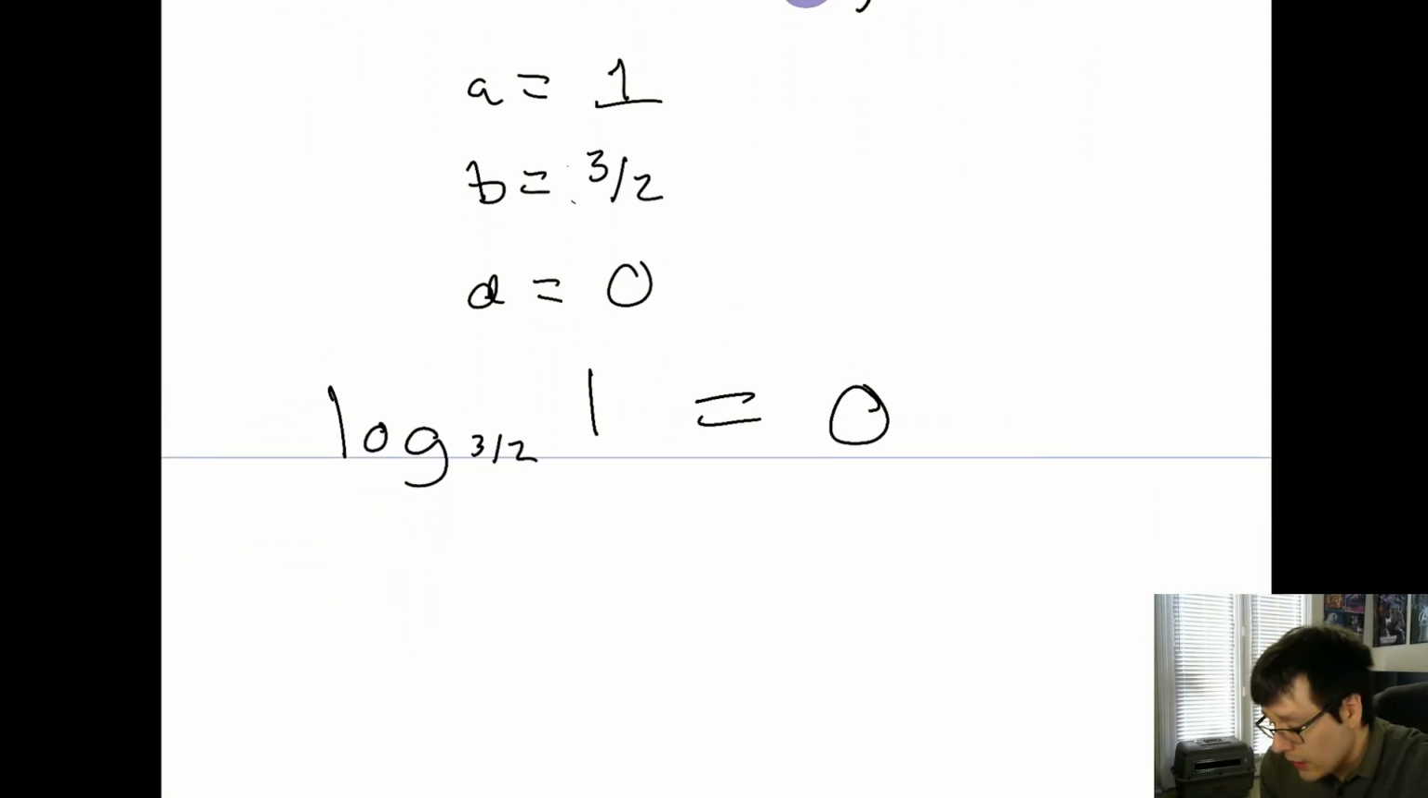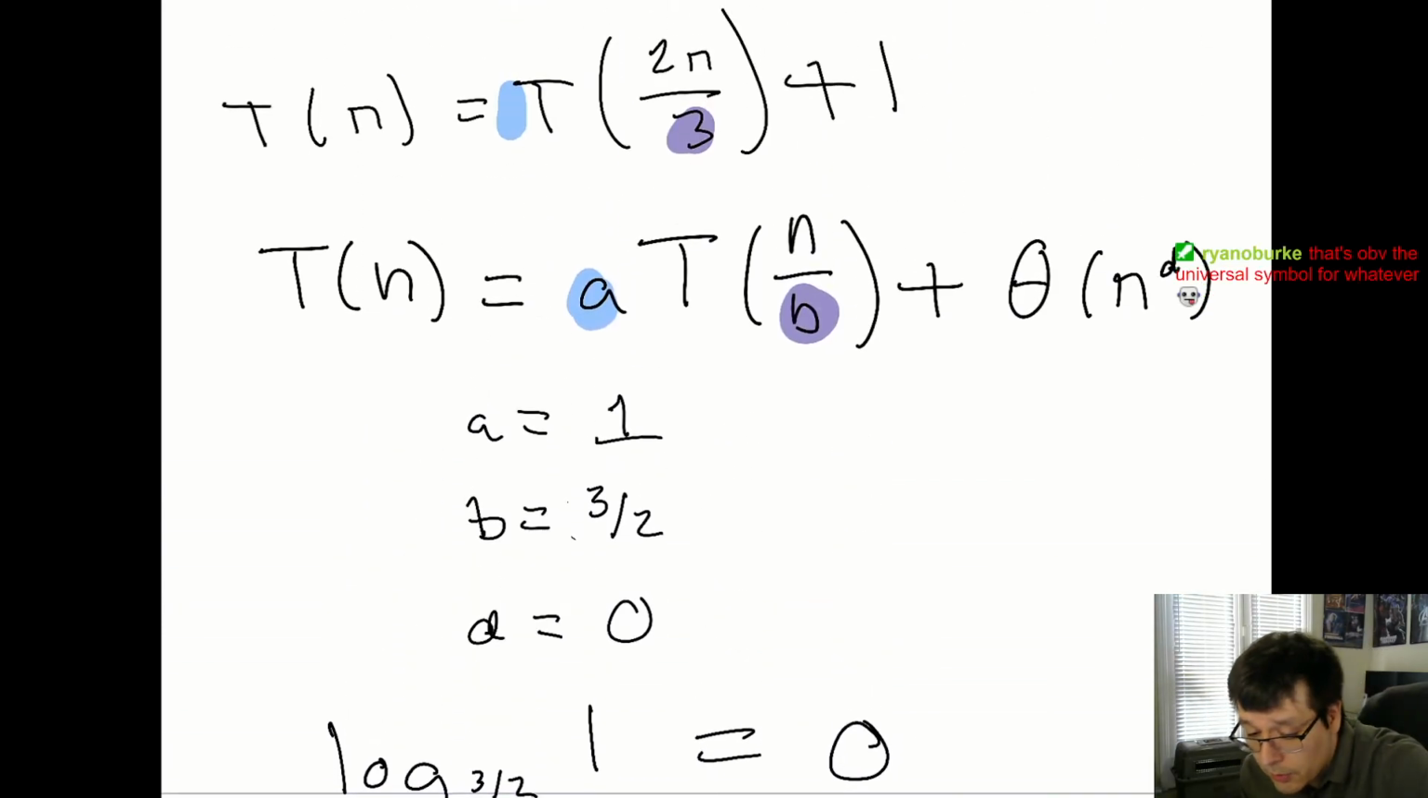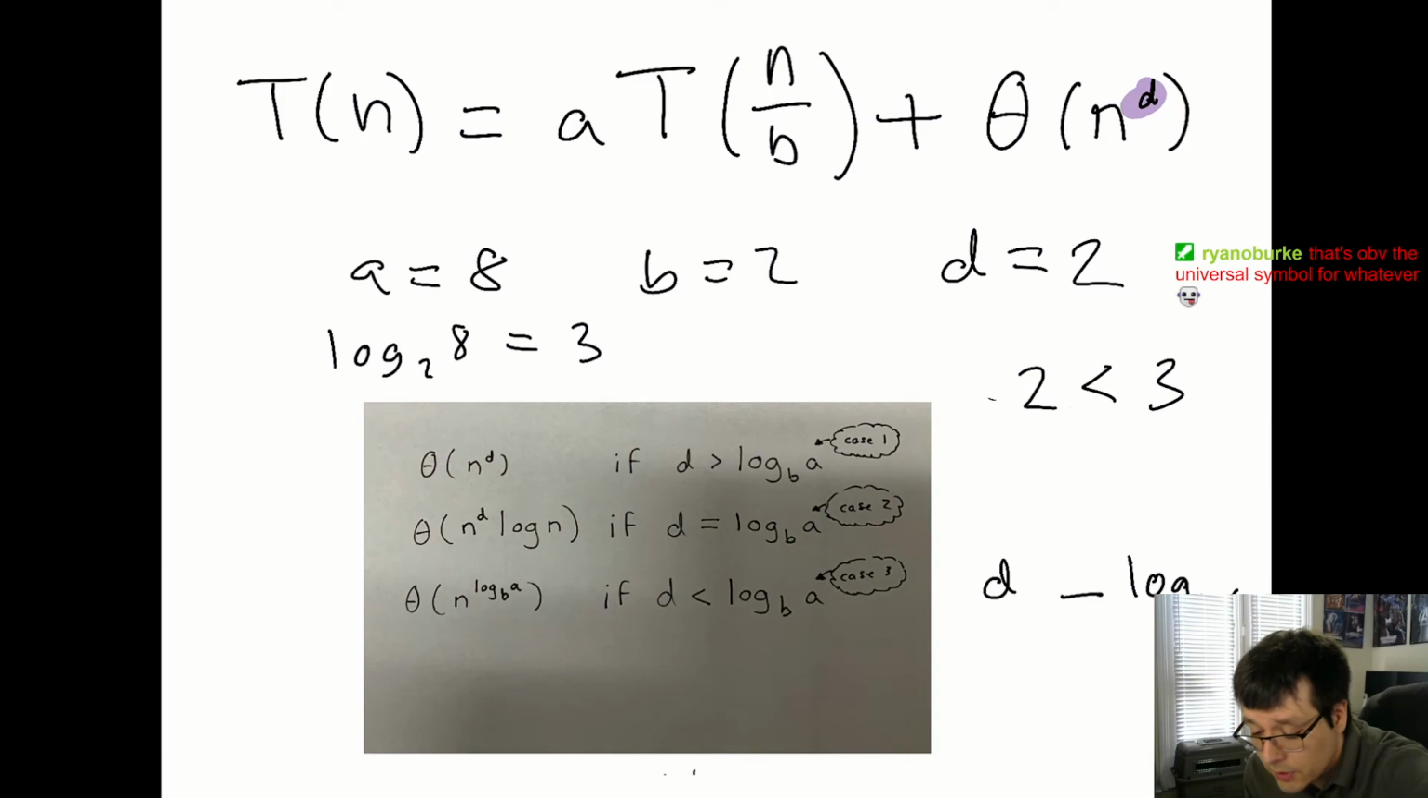And then we just have to compare D and this. But in this case, they're both equal, right? 0 and 0. So we should basically be looking at case 2 again.